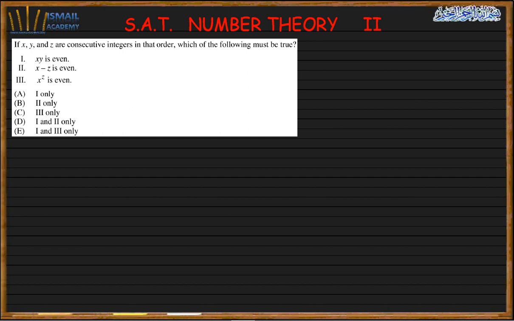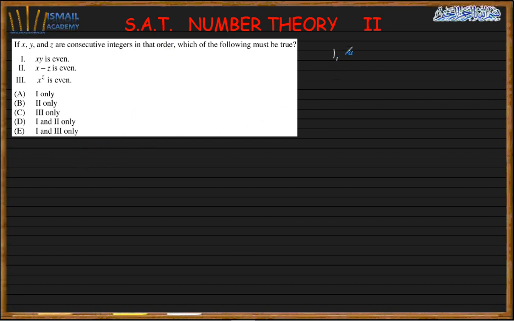So today we are going to do another set of number theory problems. So let's start with this question. We have: if x, y, and z are consecutive integers. So what does consecutive integers mean?